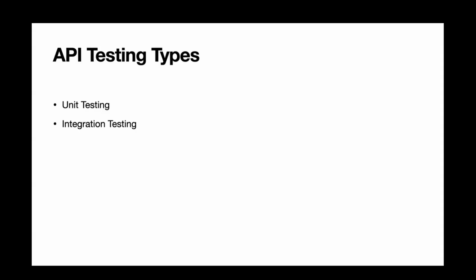Consider another example of a travel application where the booking API creates a reservation for a user. The notification API is responsible for sending the confirmation. Integration testing ensures that once the booking is successful, the user receives the correct notification.